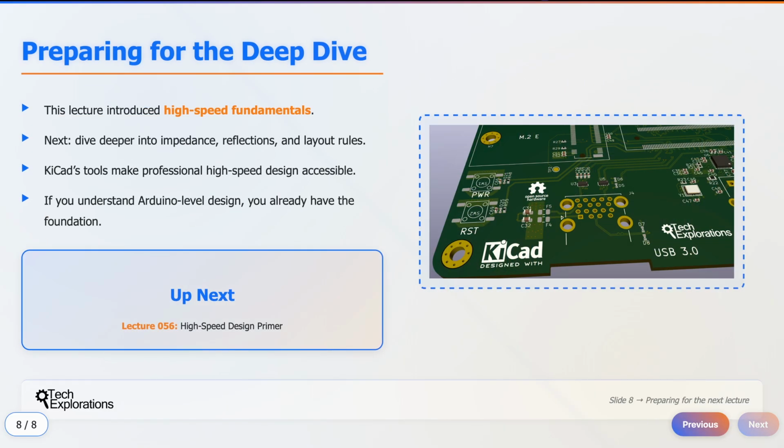Now, in this lecture, I introduced the core ideas behind high-speed PCB design, when and why they matter. In follow-up lectures, I'll deliver a high-speed design primer, where we'll explore these effects in more depth: how impedance is calculated, how return paths work, and how to use KiCad and external tools to apply these principles in practice. You already have the foundation from your microcontroller projects, and now you learn to think like a high-frequency hardware engineer.